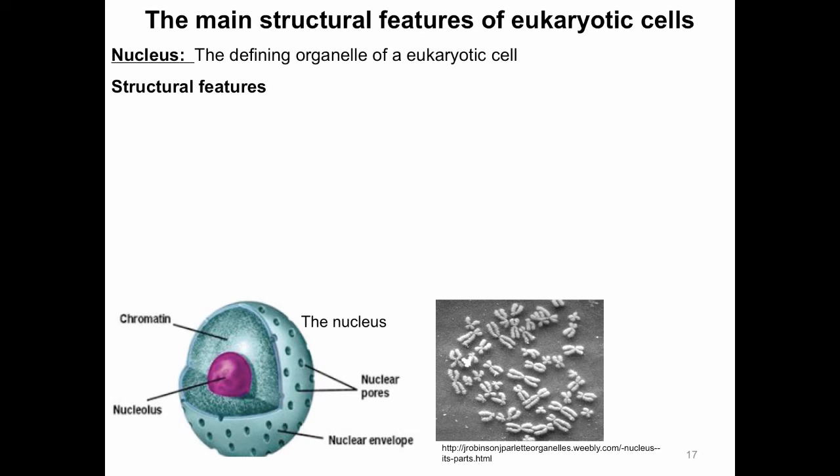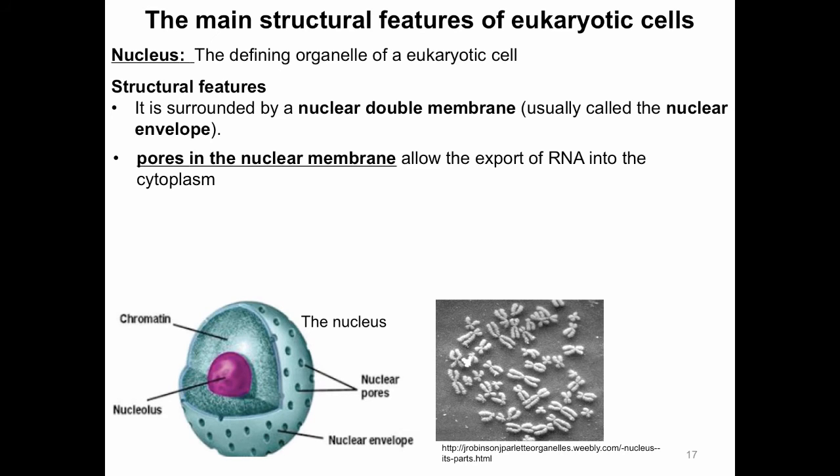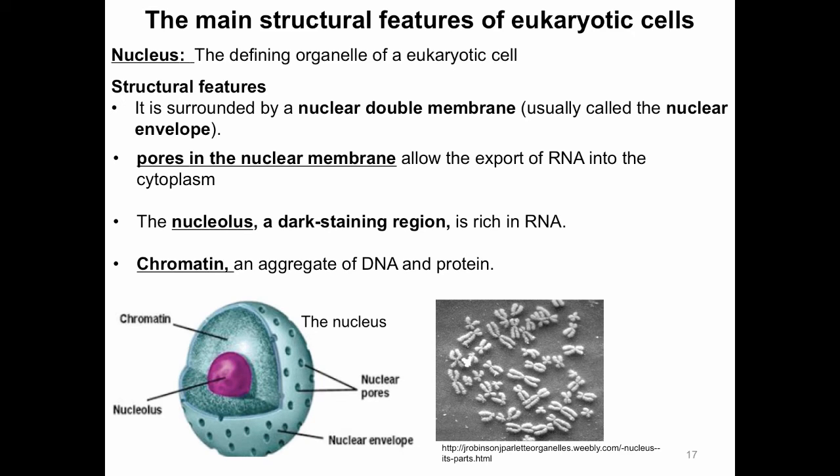Structural features of the nucleus include that it is surrounded by a nuclear double membrane, usually called the nuclear envelope, with pores in the nuclear membrane that allow the export of RNA into the cytoplasm; the nucleolus, which is a dark staining region or regions that are rich in RNA in the nucleus; and chromatin, which is an aggregate of DNA and protein. The chromosome is the most highly compact form of chromatin and is the largest level of chromatin structure.